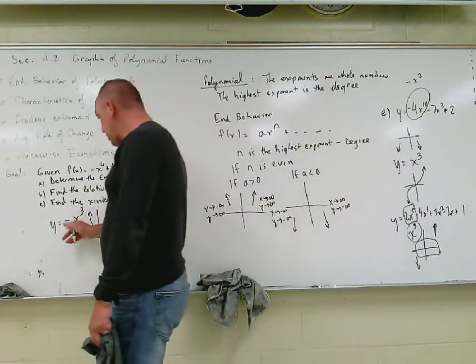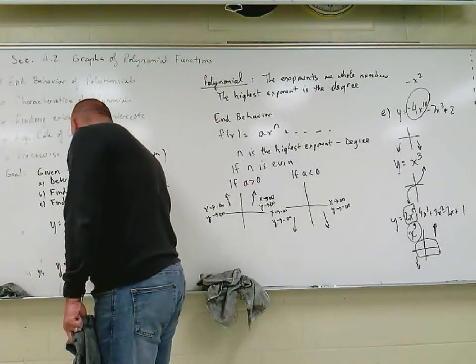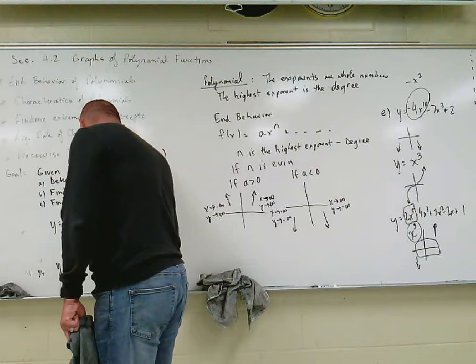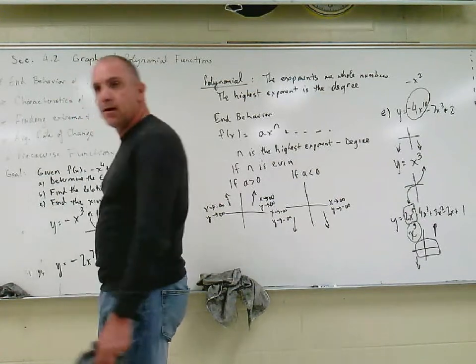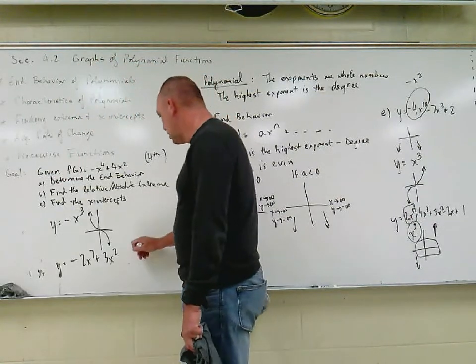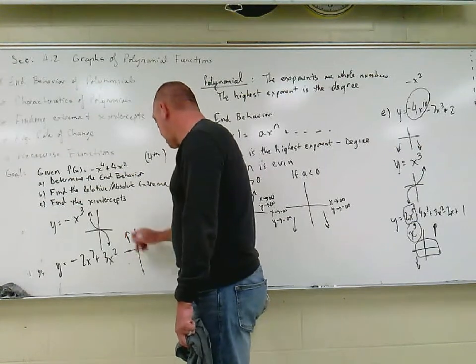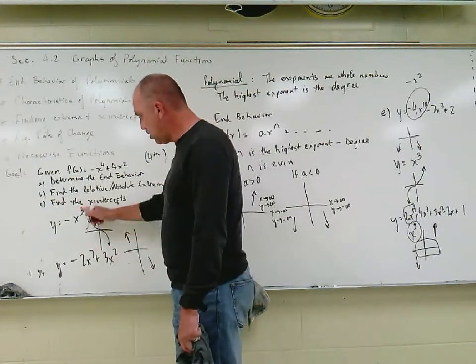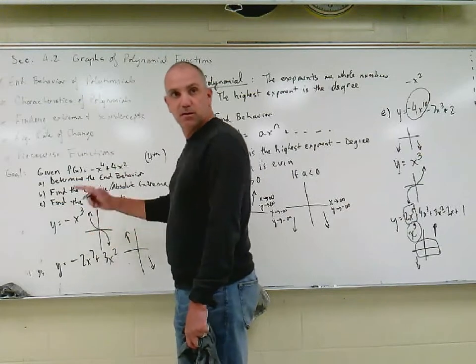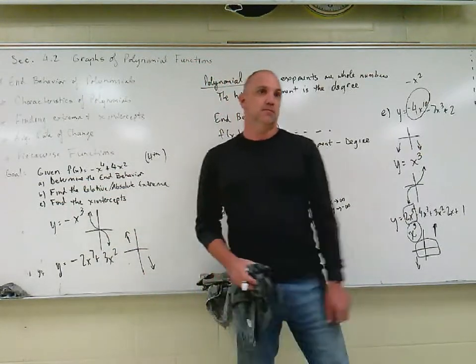So any odd degree with a negative in front, let's say we had negative 2x to the 7th plus 3x squared, right? You could type that in quickly if you wanted. What I do know is it's going to go left up and right down, because if it's odd and negative, it's going to relate back to this graph. Okay?